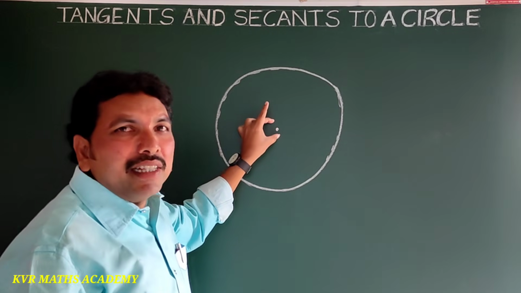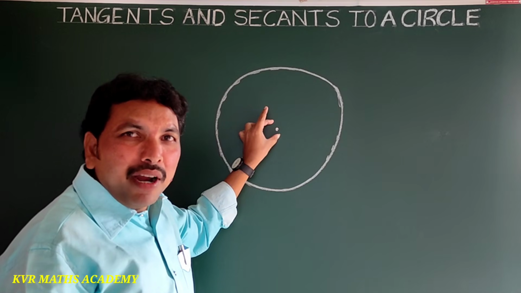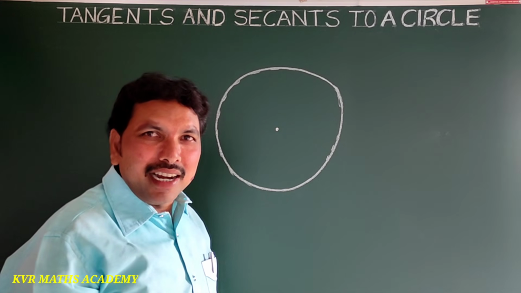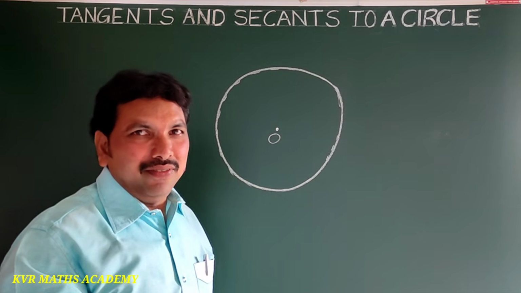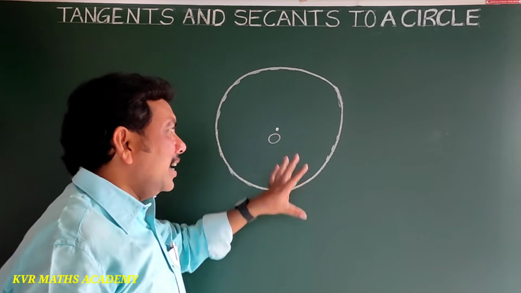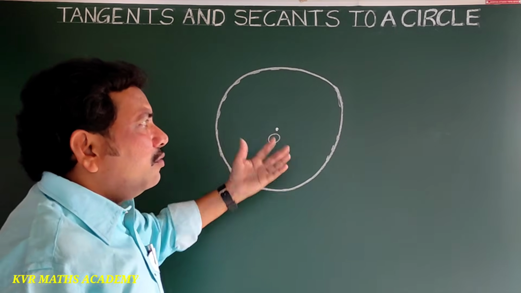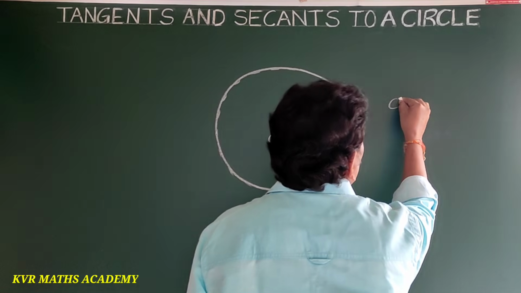This fixed point is called the center of the circle. It is shown by O or C. Right? Yes. In a circle, we should first learn about a chord.